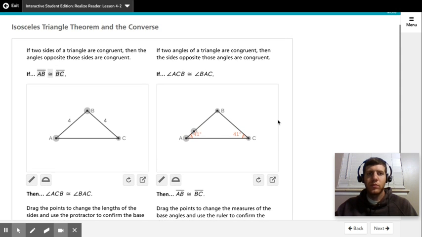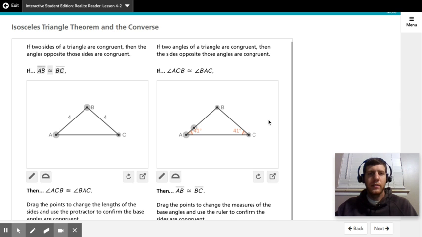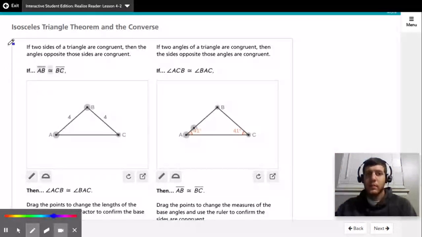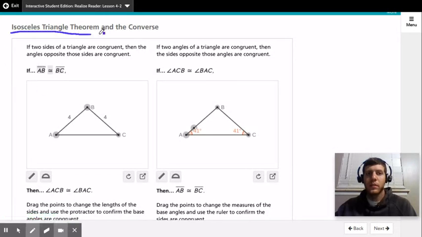Okay, example 2 wants us to use the isosceles triangle theorem. In order to do that, let's talk about the isosceles triangle theorem first. So the isosceles triangle theorem is the first one here. It says if two sides of a triangle are congruent, then the angles opposite those sides are congruent as well.